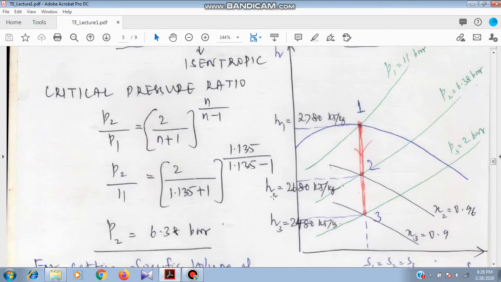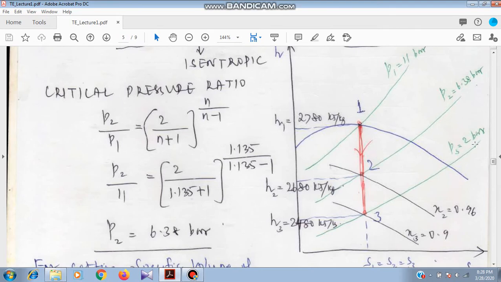So you take your Mollier chart. The condition 1, dry saturated. So it is on this curve. Pressure is 11 bar. So 11 bar pressure on the saturation curve gives you point 1. Corresponding enthalpy is 2780 from the y-axis. Then two more pressures are known.